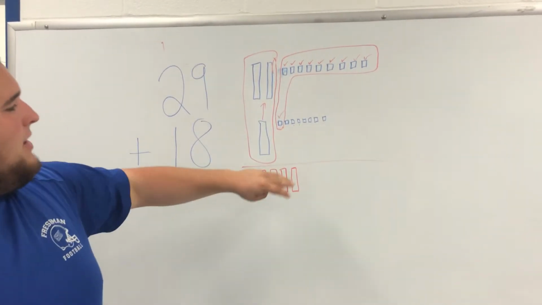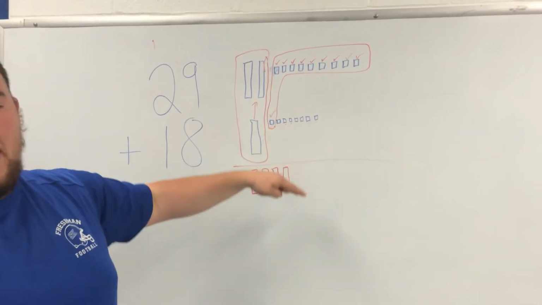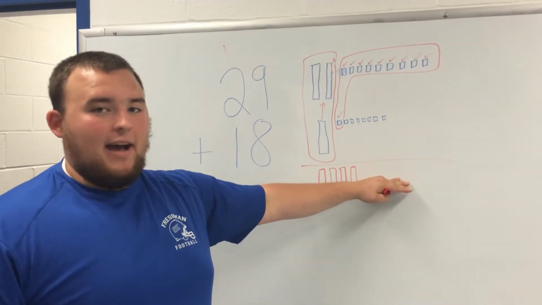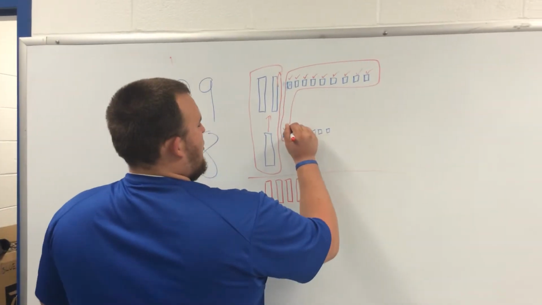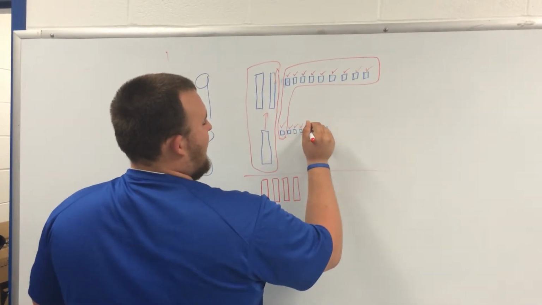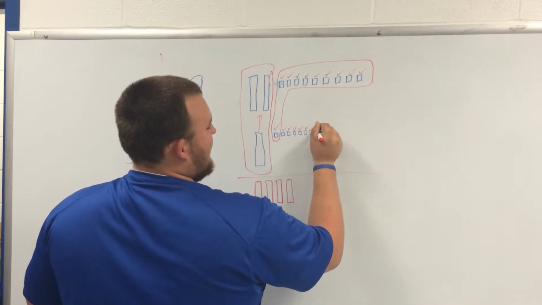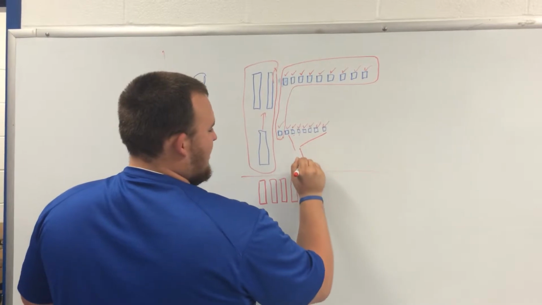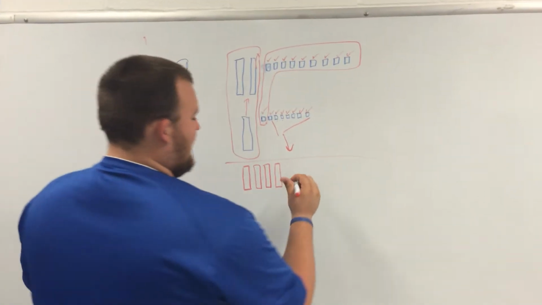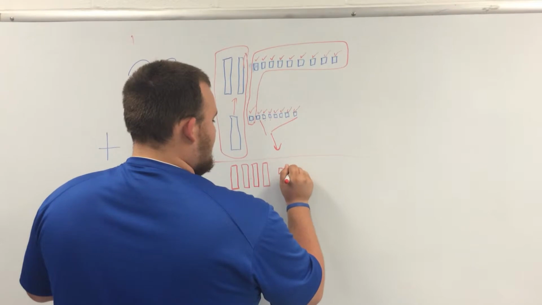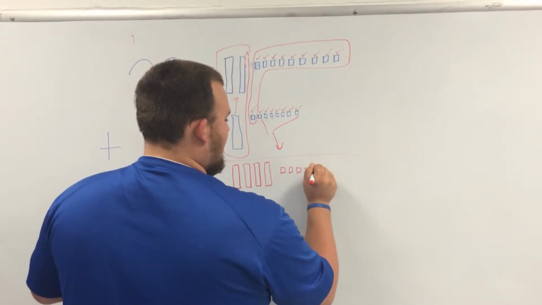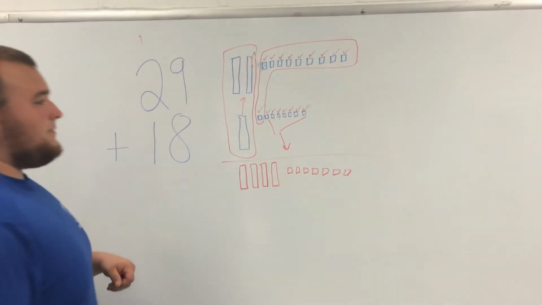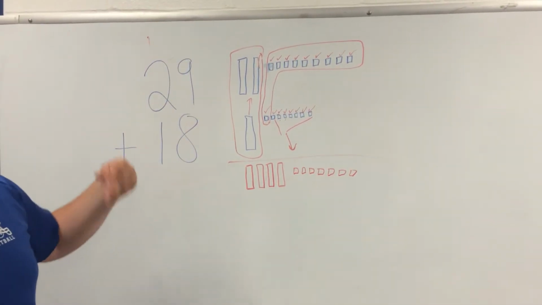Now, as you can see, there are blocks remaining. So all we're going to do is take the blocks that are remaining and drop them down. So we have 1, 2, 3, 4, 5, 6, and 7. And again, we're going to drop all these down here. So again, 1, 2, 3, 4, 5, 6, 7. All right? So we've combined everything together and added it all up.